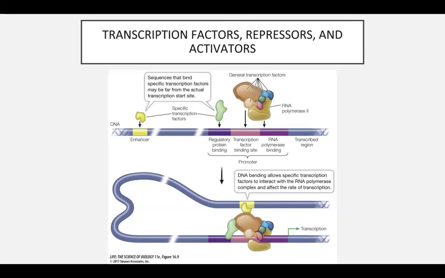So what happens in those cases? In those cases, DNA bending happens. During DNA bending, it allows specific transcription factors to interact with the RNA polymerase complex and affect the rate of transcription. So in this case, this is an enhancer region. It can bend so that it interacts with that transcription complex so that transcription rates can increase. And that's the benefit of DNA being a double helix.